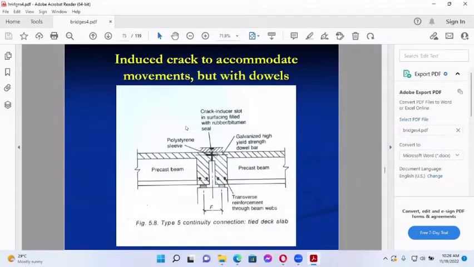These are details that we used at Orgoda. So the bridge has been designed as simply supported, but the slab is cast as continuous. And to keep everything together, we use dowels, and then we finish the joint so that any movement in the slab can be easily accomplished.